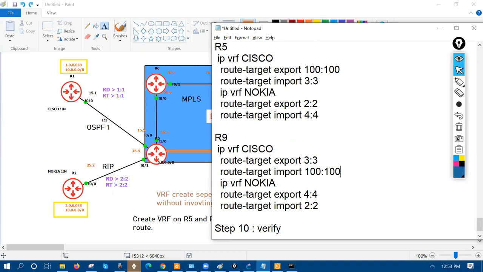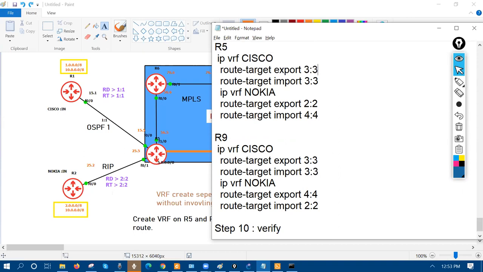The mismatch will happen. Conflict will happen. Why? It is a single customer VPN instance, no? Single customer. What do you want to say, that I should use it like this? 3:3. Over there also 3:3.